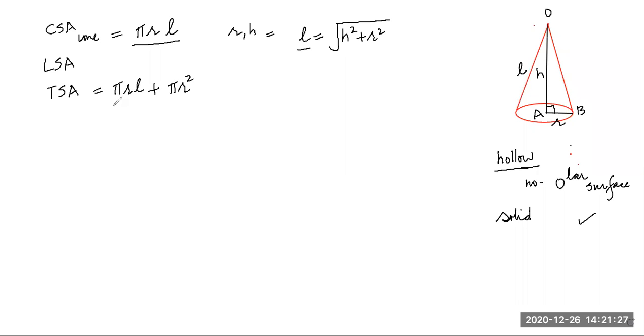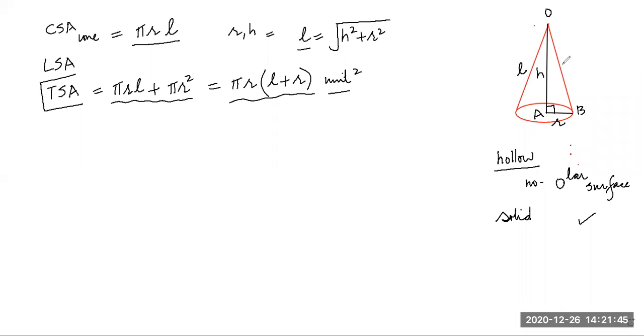So total surface area is pi r l plus pi r square. If we take pi r common from them, we will get pi r times L plus r, right? So this is the total surface area of the cone, and we write the unit as square units. That is the curved surface area or lateral surface area plus the bottom area. Okay, then comes the volume of the cone.